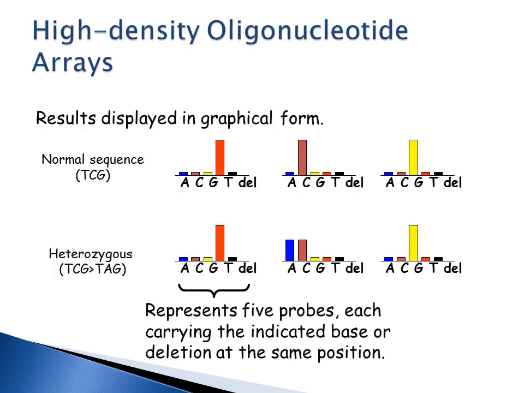So here's an example of your high-density oligonucleotide array, and usually this is going to be in a graph. On the top you have your normal sequence, on the bottom you have a heterozygous sequence, and this is representative of 5 probes, and each probe has the indicated base or the deletion. So you could see in the bottom you have a different peak in the middle than you do on the top, and that's going to indicate your heterozygosity.